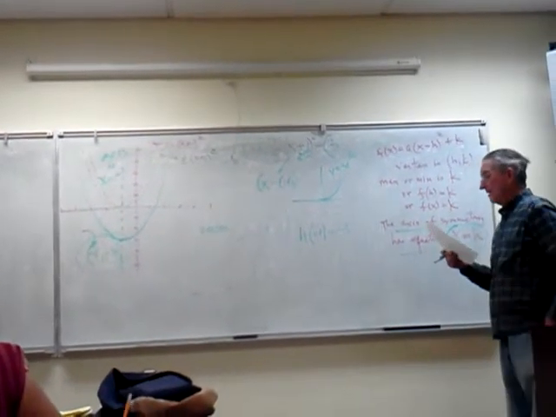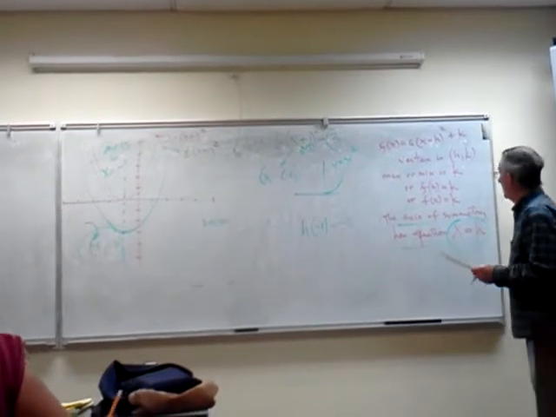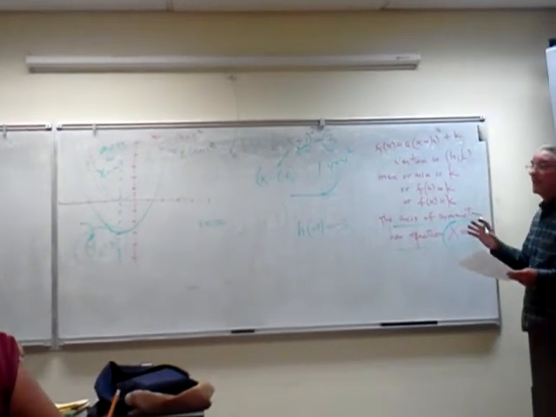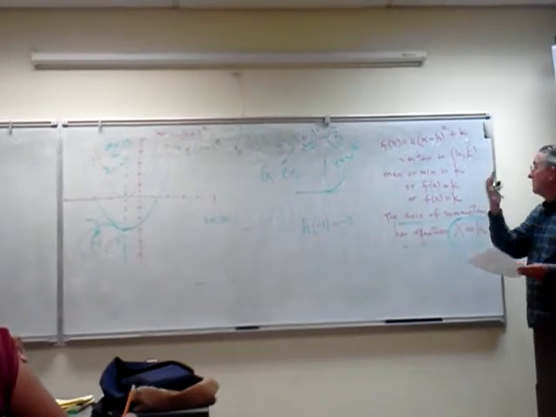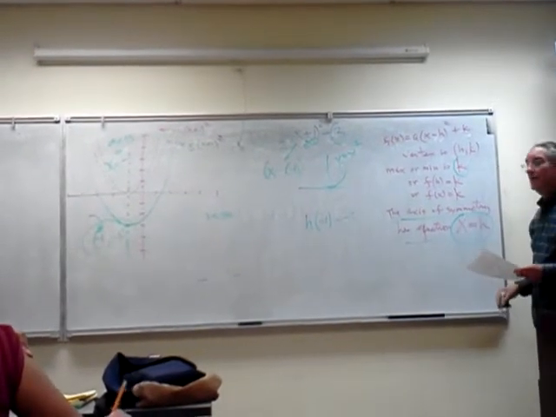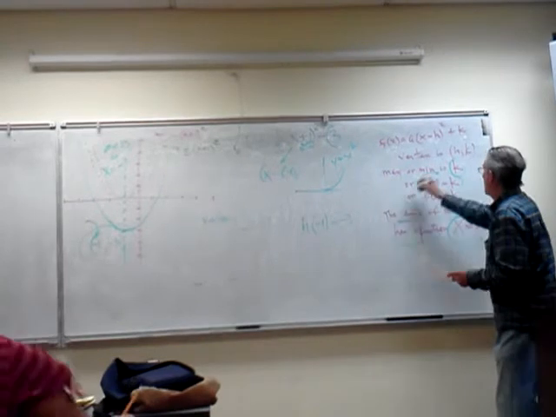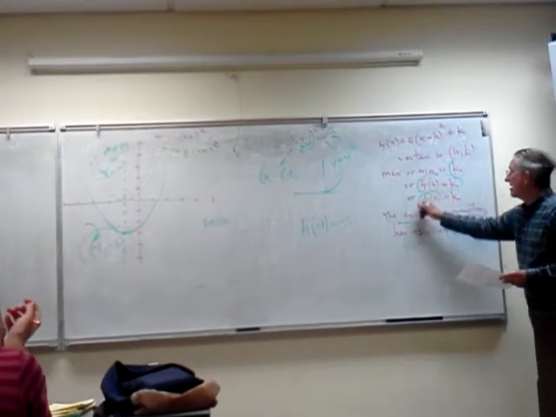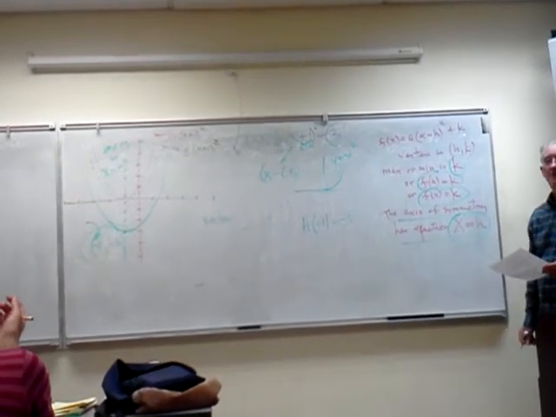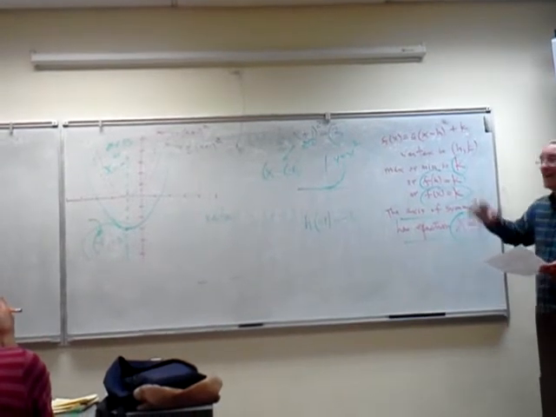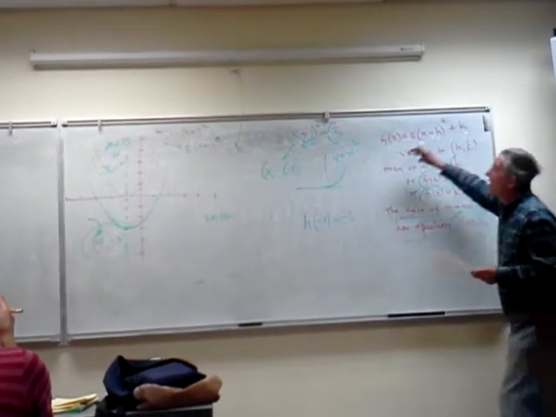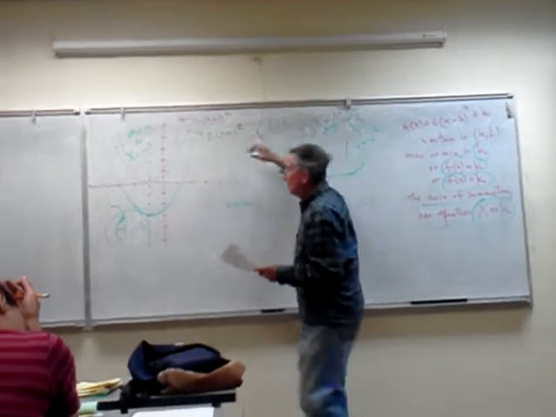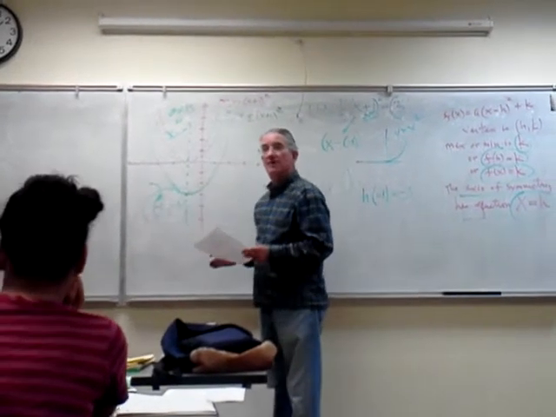And finally, to find the maximum or minimum, I'll accept 3 different answers. You can give me the number k, or you can write it as f of h equals k, or you can write it as f of x equals k. I don't care. The maximum value is actually the k number. Okay? Here k is negative 3. The minimum is negative 3.